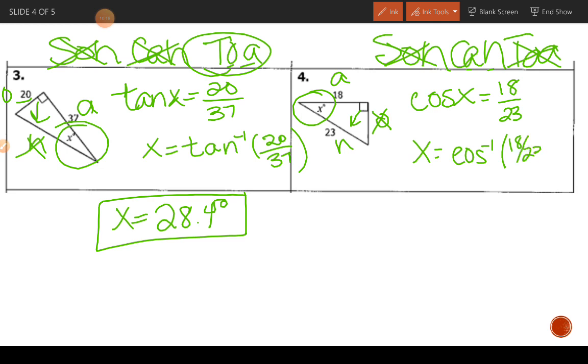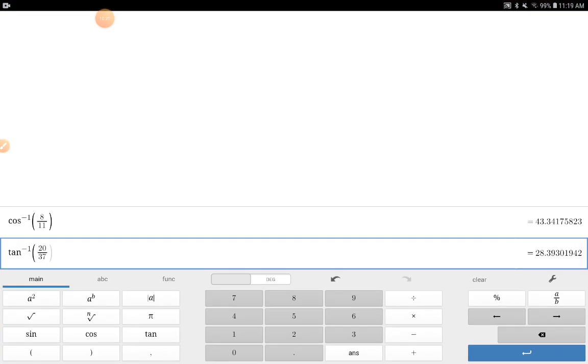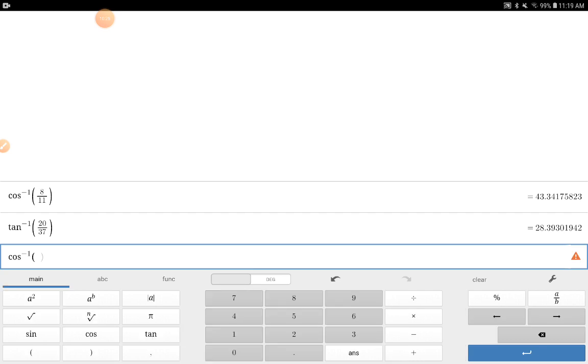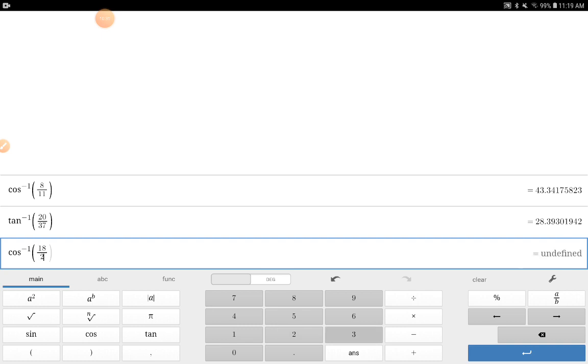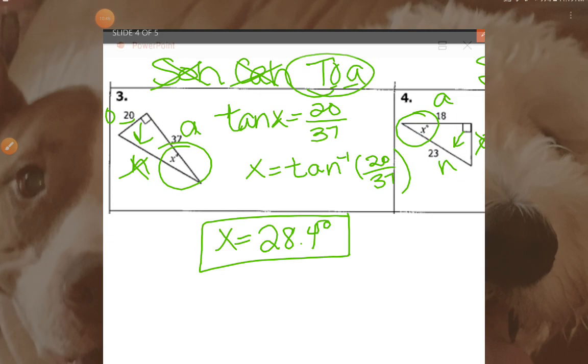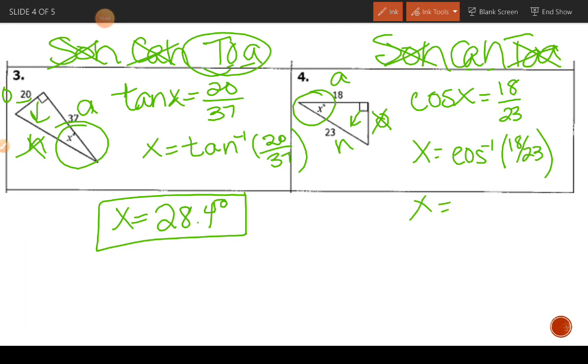18 divided by 23. Go to our calculator. Again, go to the function key. And you do, what was it? It was 18 divided by 23. Hit enter, and we get 38.49. Again, that 9 is going to tell the 4 to round up because it's bigger than 5. So our final answer is going to be 38.5 degrees.